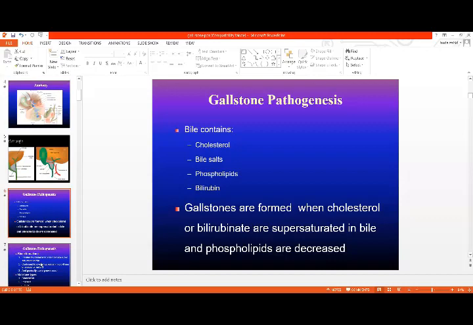They say a 10 years old boy comes with right upper quadrant pain, multiple gallstones on an ultrasound scan. Or then they will say the spleen is enlarged. Okay. So what is the diagnosis? The diagnosis is hereditary spherocytosis.